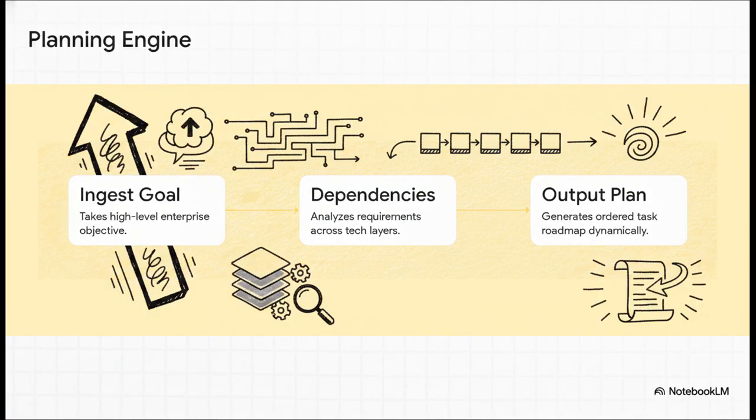So how does this engine actually work? It boils down to 3 steps. Step 1, ingest the enterprise goal. Just hand it the high-level objective. Step 2, process dependencies. This is the critical thinking phase where the system looks at those 15 tech stack layers and logically figures out what has to happen first, second, and third. Step 3, output an ordered task plan. It generates the entire operational roadmap dynamically, on the fly, ready to go.